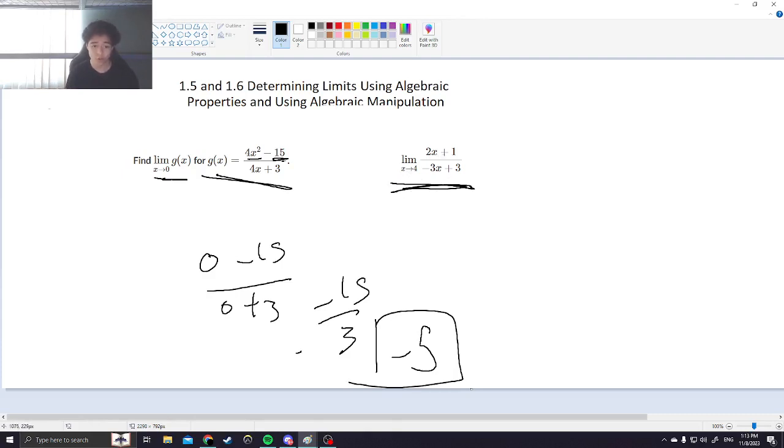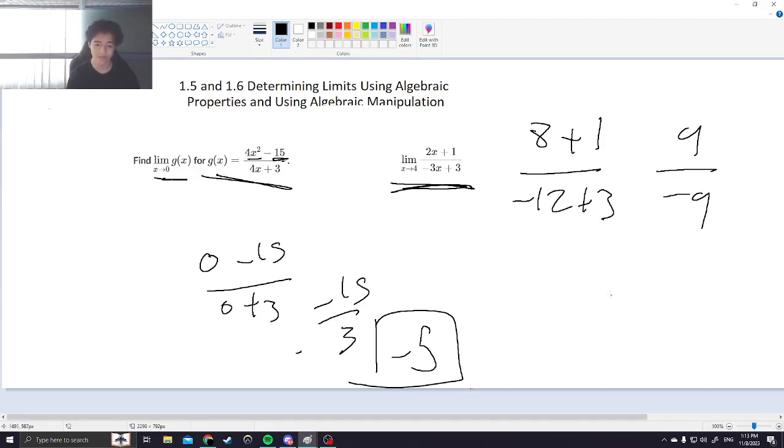All right, next one. Limit as x approaches 4. Okay, you plug it in, you get 8 plus 1 over negative 12 plus 3. So you get 9 over negative 9. Divide that, you get negative 1.